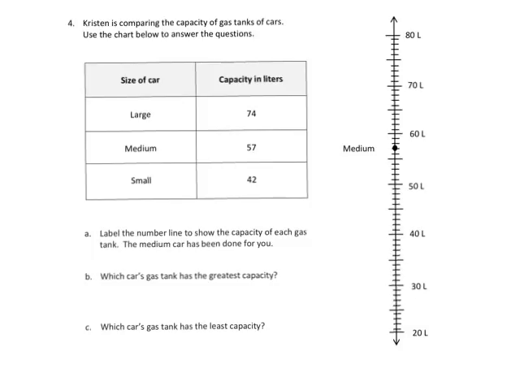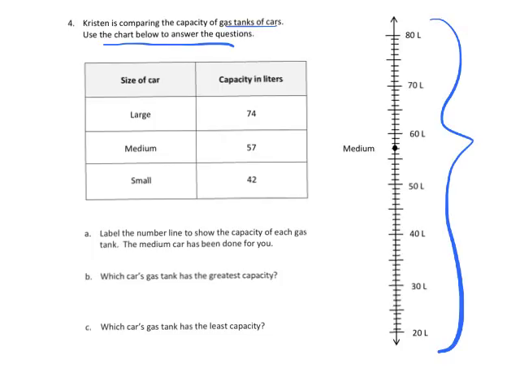And on our last slide, we have a vertical number line, and it represents liters. You can see the labels here are liters. And Kristen is comparing the capacity of gas tanks of cars. Use the chart below to answer the questions. So, question A: label the number line to show the capacity of each gas tank. The medium has been done for us.